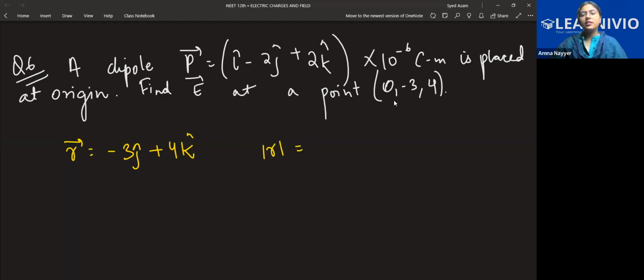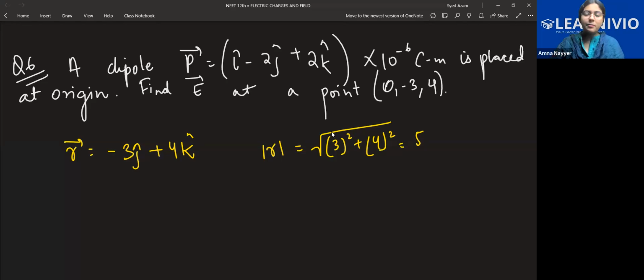No, see, this is your vectors. This is the coordinate given 0, comma minus 3, comma 4. So when you're taking the position vector, you will make it as minus 3 j cap plus 4 k cap. So yes, the method is right. 3 square plus 4 square, which is equal to 5. This is the value of r.